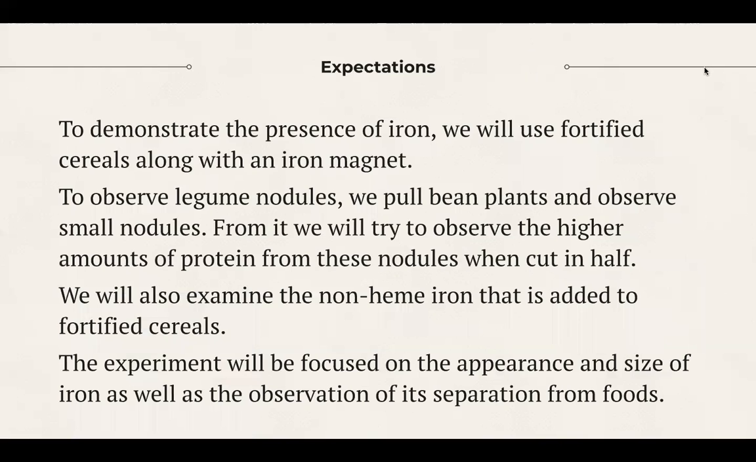Expectations. To demonstrate the presence of iron, we will use fortified cereals along with an iron magnet. To observe legume nodules, we pull bean plants and observe small nodules. From it, we will try to observe the higher amounts of protein from these nodules when cut in half. We will also examine the non-heme iron that is added to fortified cereals. The experiment will be focused on the appearance and size of iron, as well as the observation of its separation from foods.